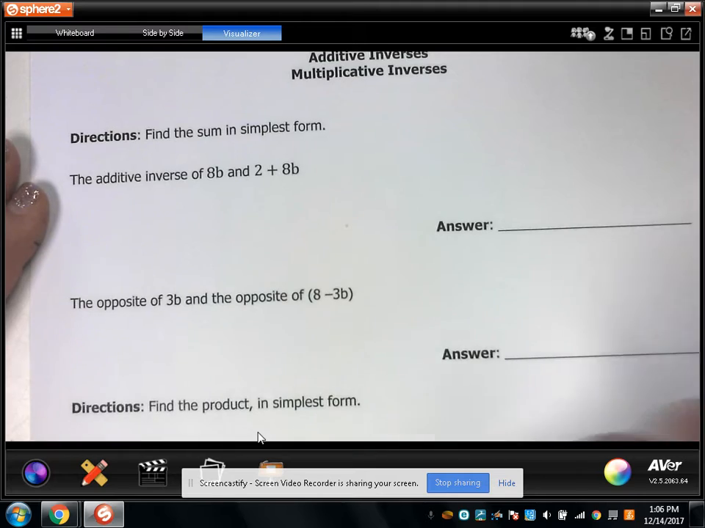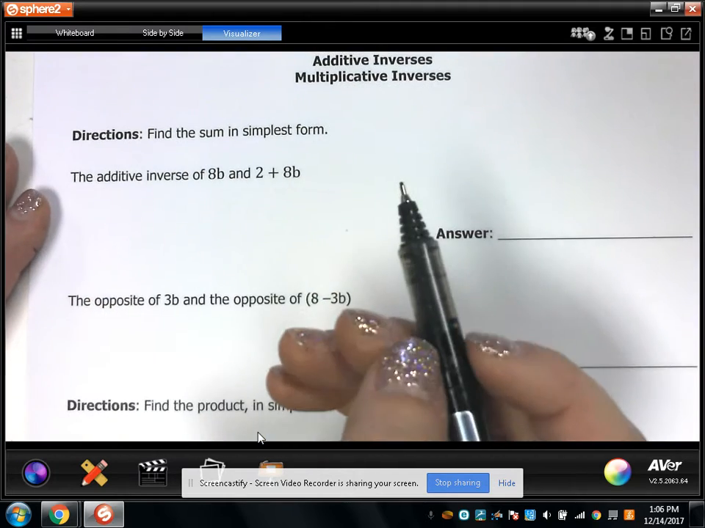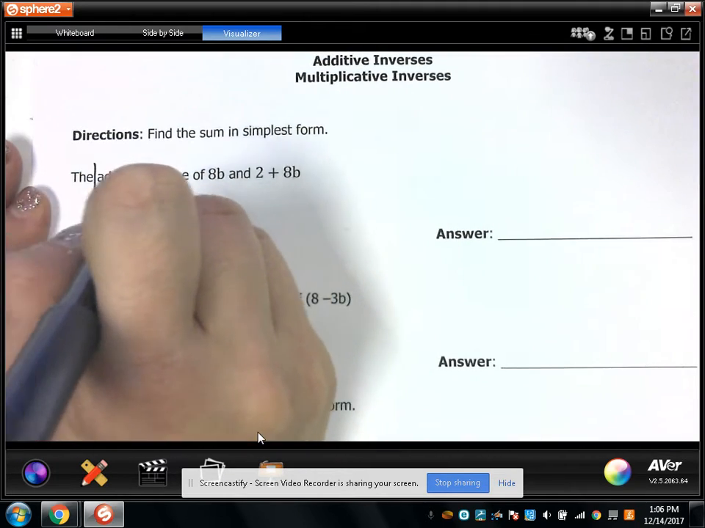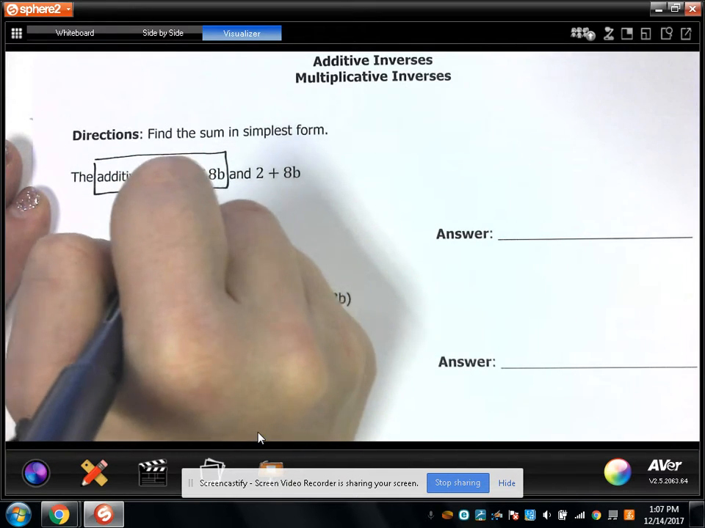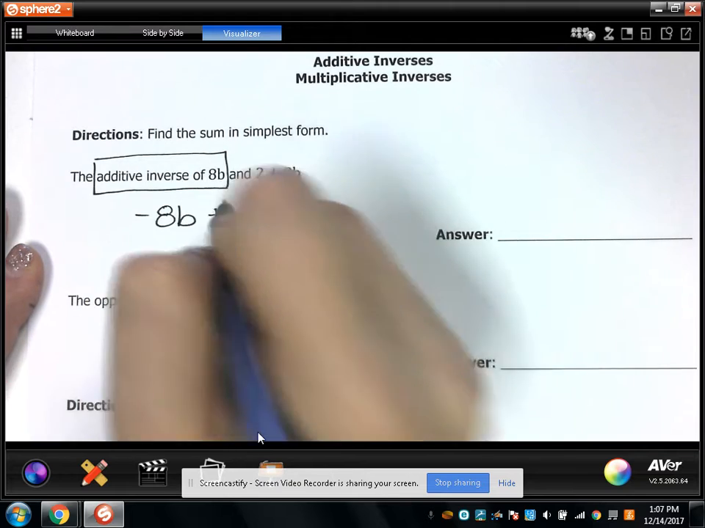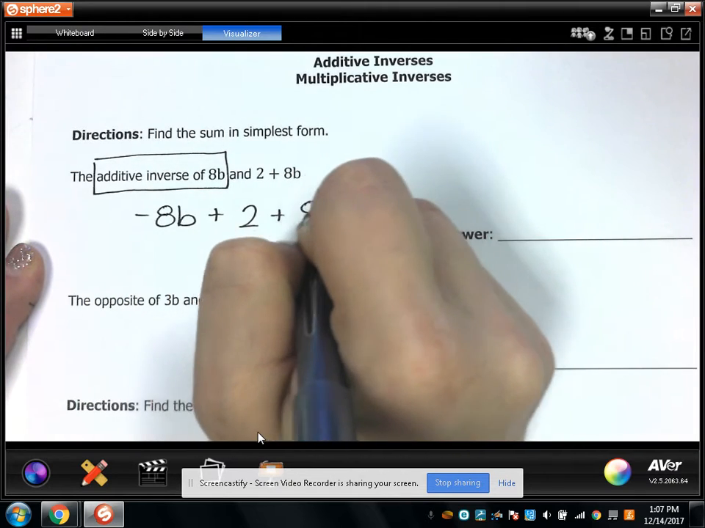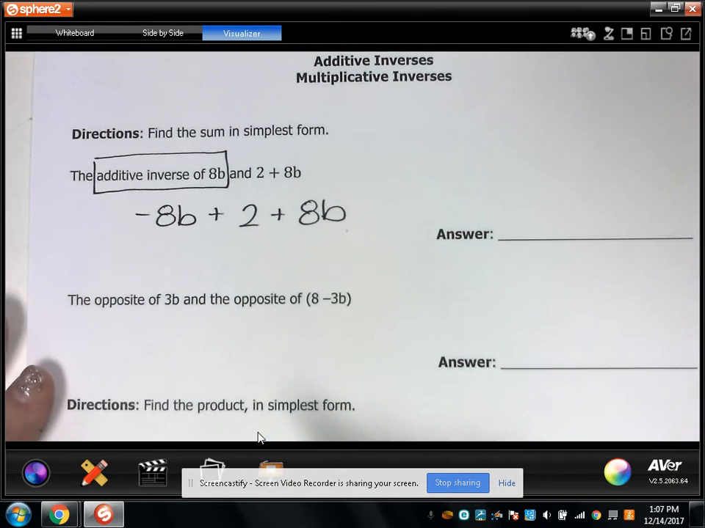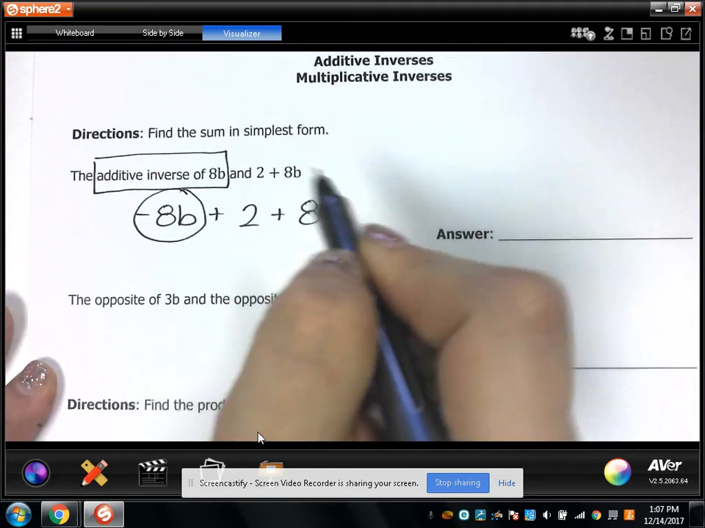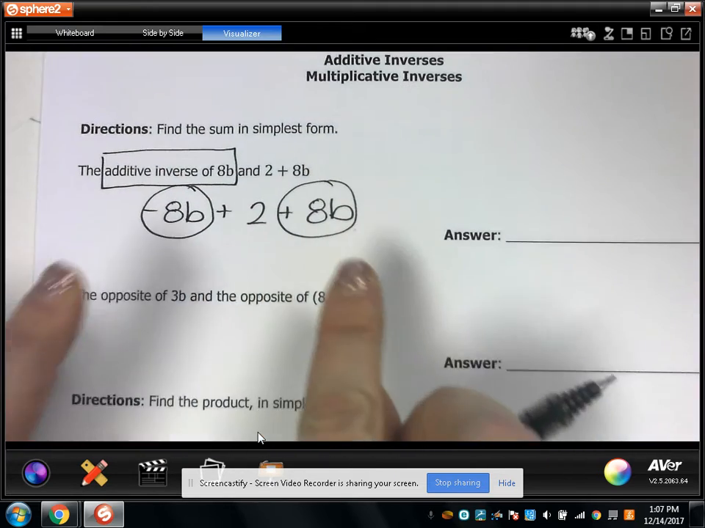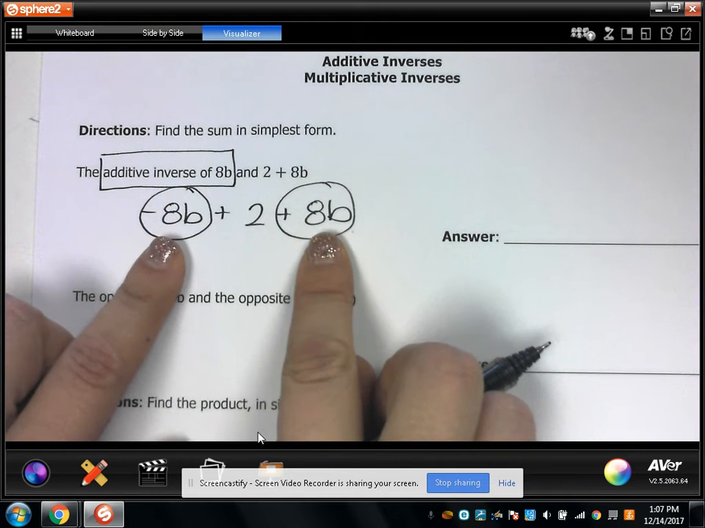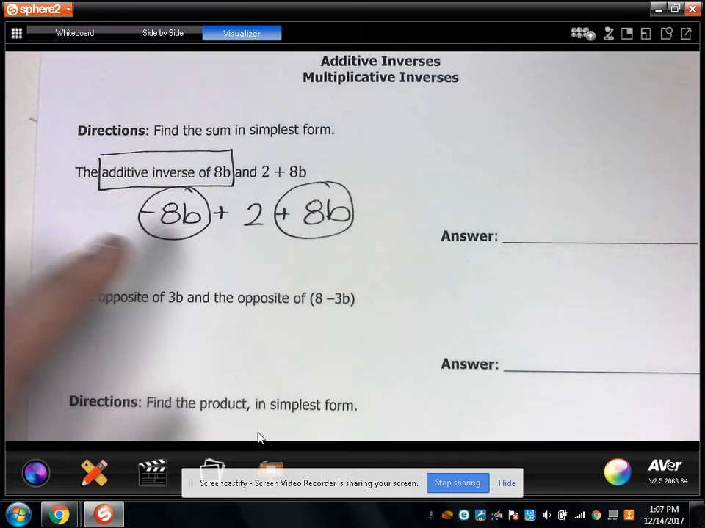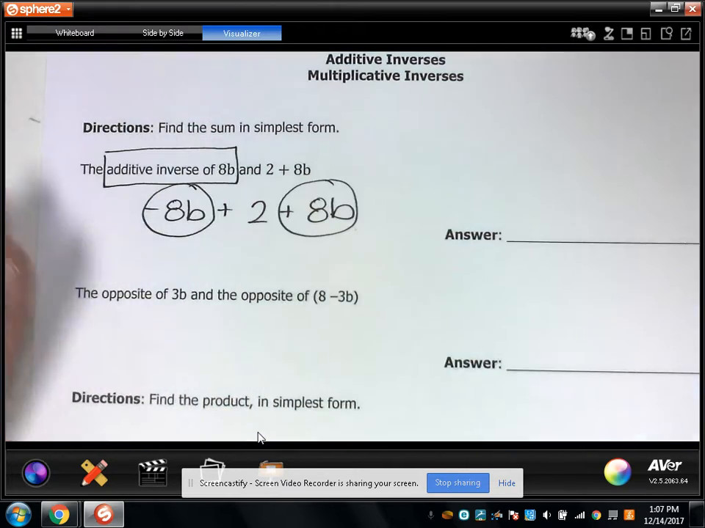So let's do some example problems. We're going to find the sum in simplest form. The additive inverse of 8b, which is negative 8b, because that's the opposite. And we're going to add that to 2 plus 8b. Okay, let's combine like terms. I have negative 8b and positive 8b. Since those are additive inverses, or opposites, they add up to 0. So I'm left with 2.